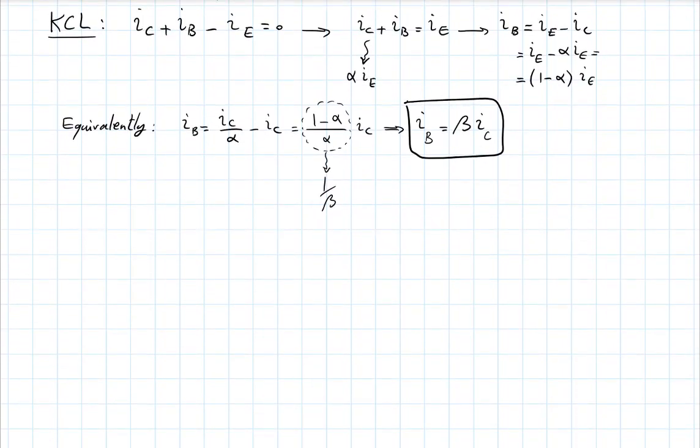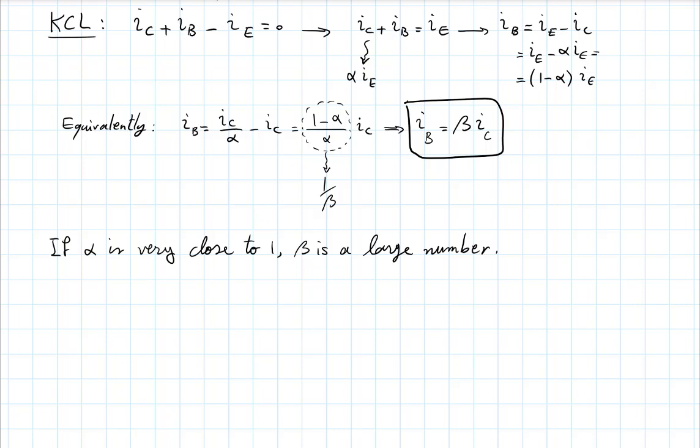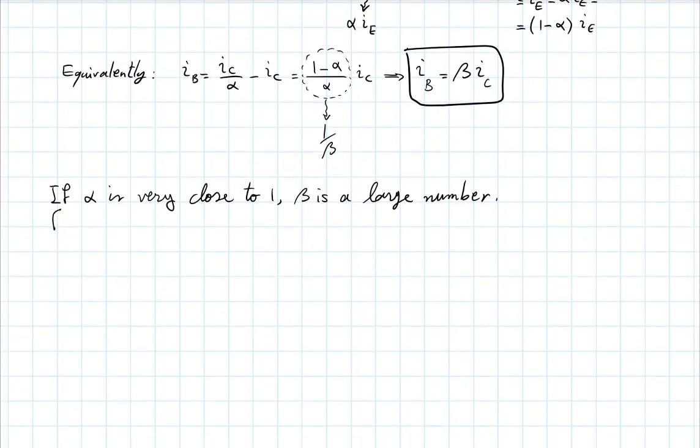So let's remember also that if alpha is very close to 1, beta is a large number. For a good typical BJT, beta is of order 100.